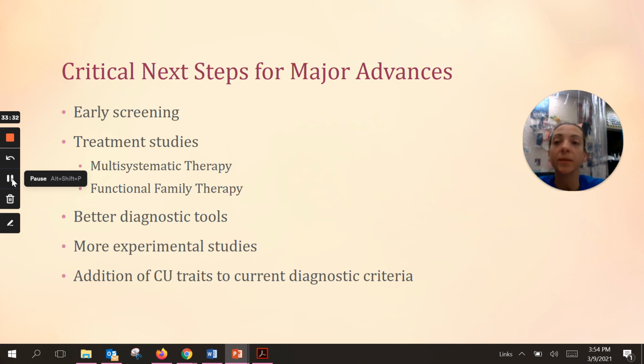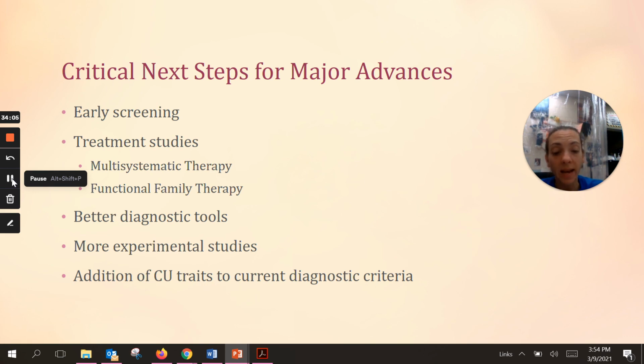So the chapter ends with critical next steps for major advances. The first is early screening. It's important to look at those who are at risk for developing CU traits due to temperament and biological factors. Treatment studies: we need to help tailor interventions to specific needs of those with CU traits. There's two specific treatments for those with antisocial behavior that work, multisystemic therapy and functional family therapy. However, these have not been tested on children with CU traits.